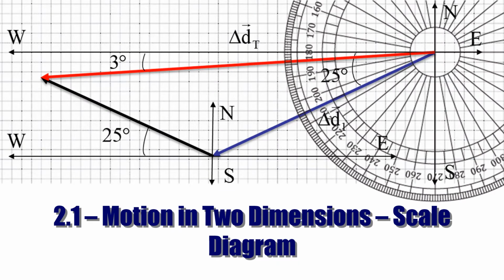This is section 2.1, motion in two dimensions using a scale graph diagram. For this section, you need a protractor, ruler, paper and pencil, and be ready actually to practice. Please pause the video, get those ready, and time after time you have to pause the video and do it yourself. This is the best way to learn.